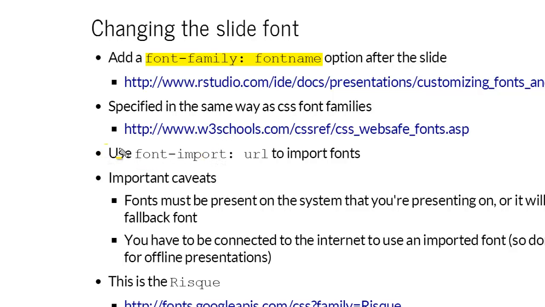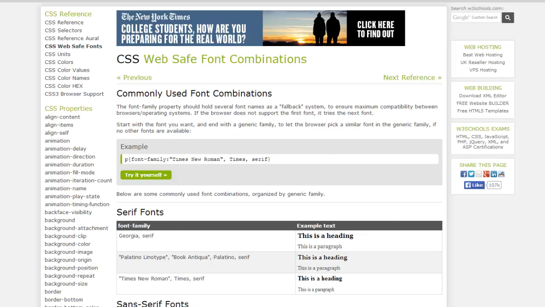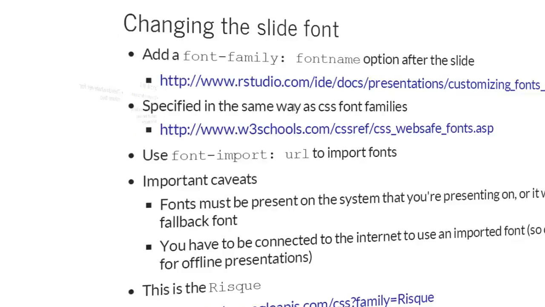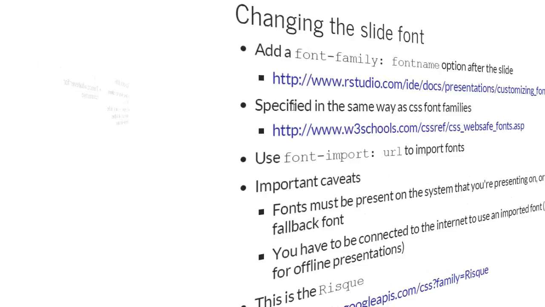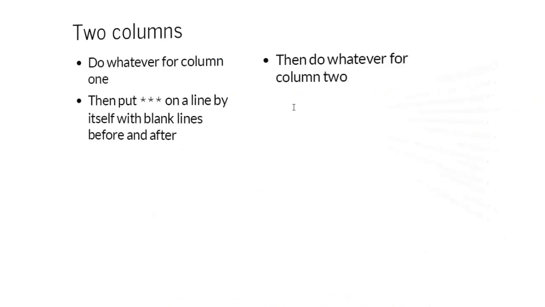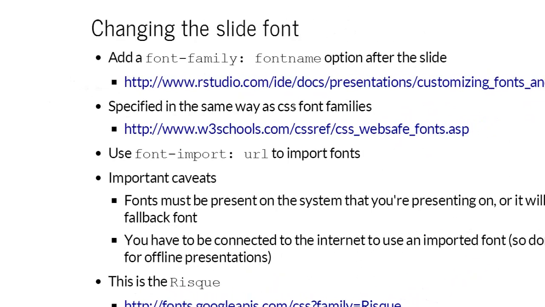So it's the same way you'd specify a CSS font family. And if you want to import a font, you can do font-import URL to import fonts. And this actual slide right here, you can tell it doesn't look that different than this font, but it's different. Is it different? Boy, it doesn't look very different to me. At any rate, I think it is a little different. To me, a lot of the sans serif fonts all look like Helvetica. Anyway, use font-import to import fonts.